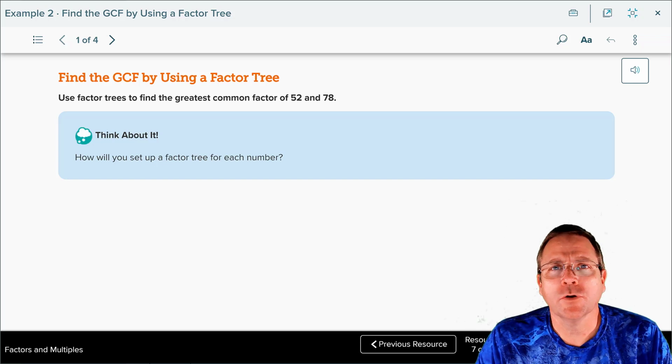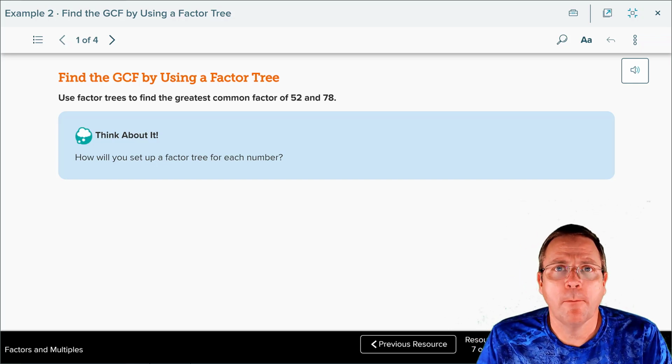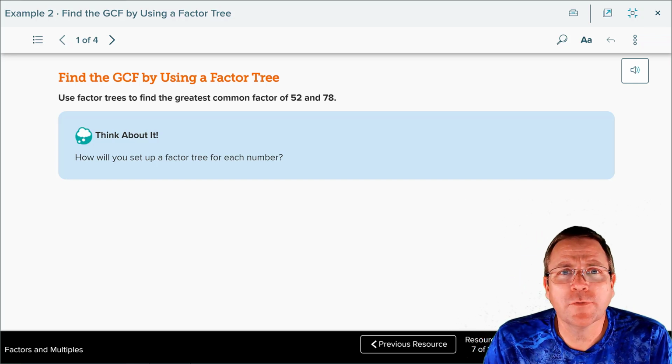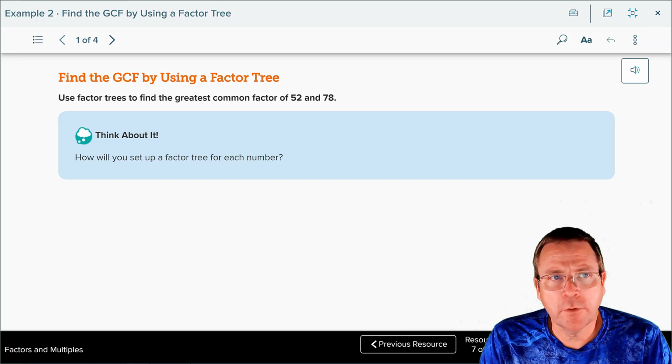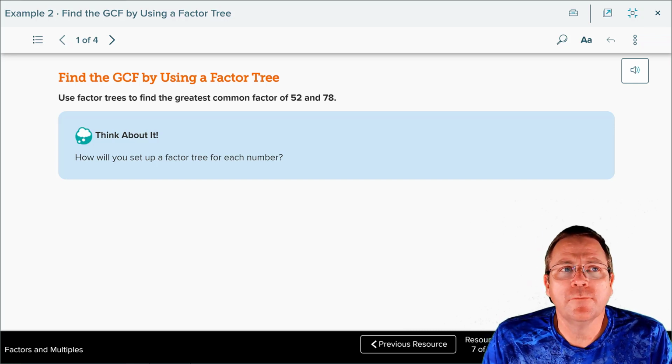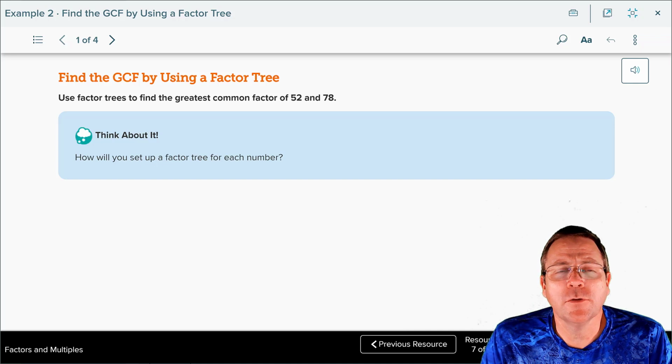Welcome back to part 2 of chapter 5, module 5, factors and multiples. We're going to start off with example number 2, find the greatest common factor by using a factor tree. And they like factor trees, apparently. I like upside down division. I'm going to show you both. I think you're going to like my way better.